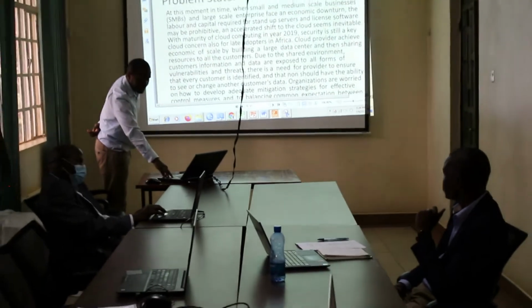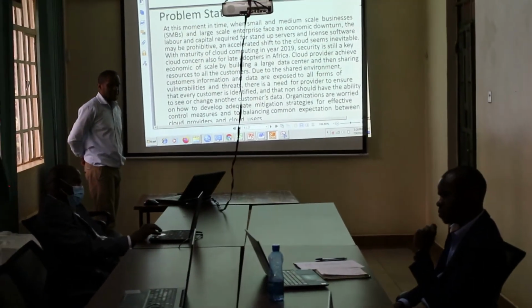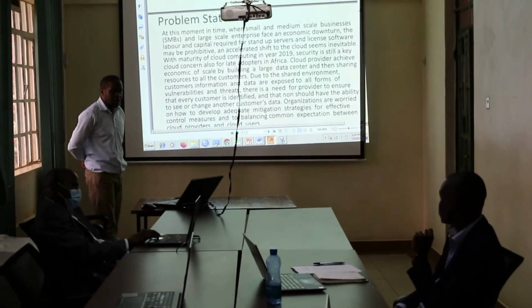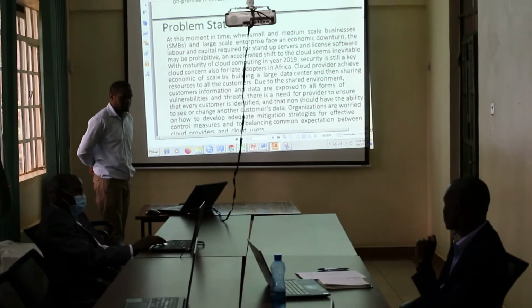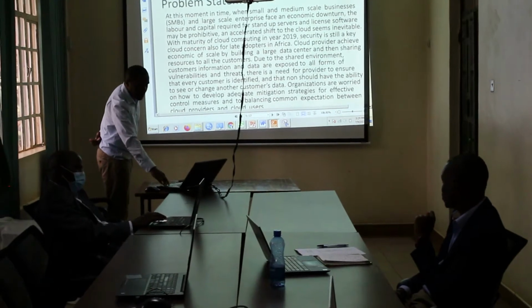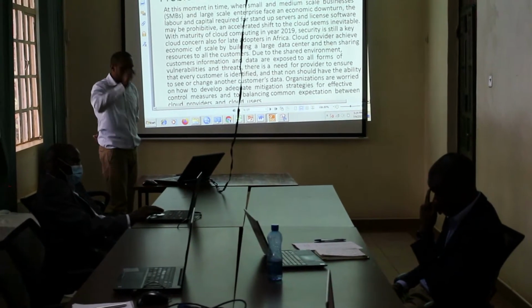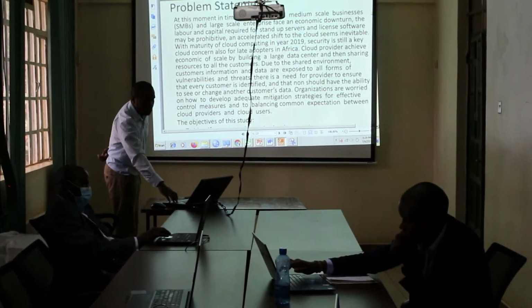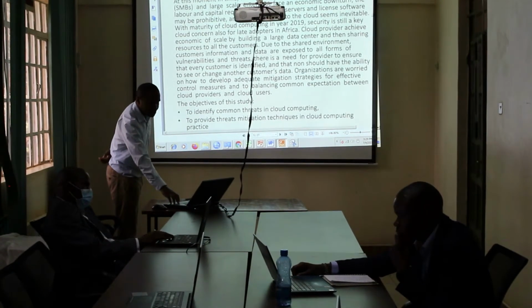There is a need for the provider to ensure that every customer is identified and that none has the ability to see or change another customer's data. Organizations are worried about how to develop adequate mitigation strategies for effective control measures and about balancing common expectations between cloud providers and cloud users.